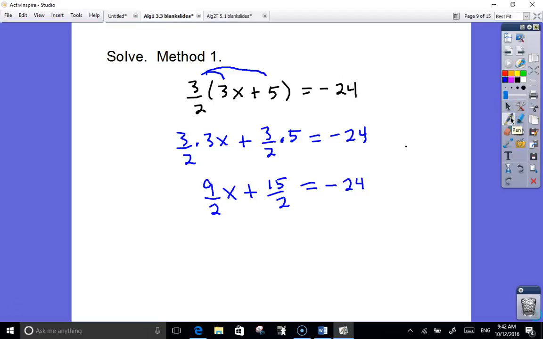Okay, so what are the 2 steps that you have to do now? Yeah, subtract. Subtract what? 15/2. And then what? And then divide. Let's say divide by 9/2 or multiply by 2/9, right? So all of that requires operations with fractions, which makes it harder, right? So let's go on to method 2, which is Edrich's method.